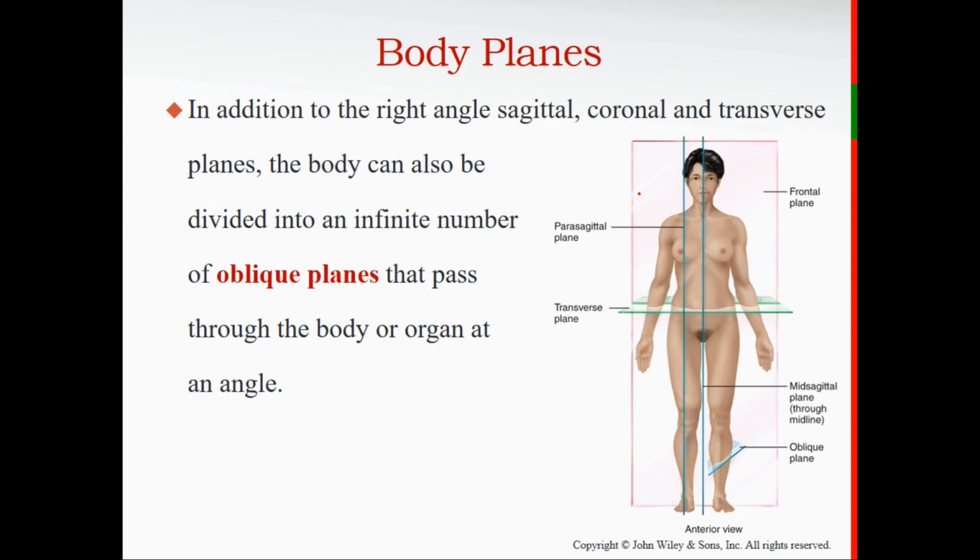In addition to right angle, sagittal, coronal, and transverse planes, the body can also be divided into an infinite number of oblique planes. Oblique planes pass through the body or organ at an angle. So we see here the oblique plane, definitely not at right angles to the long axis of the body. Those of you who are worried about your abs may remember talking about your oblique muscles, which run at an angle. There are a couple of layers. One layer runs this way and the other layer runs this way inside the body. Those are your internal and external obliques.